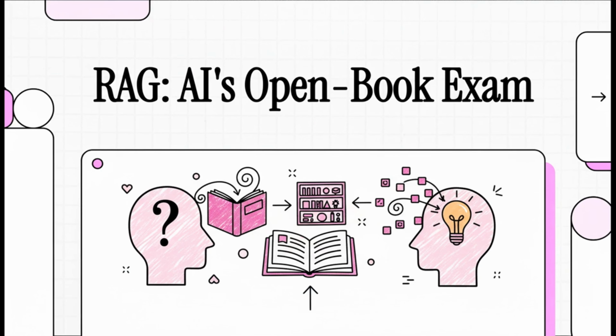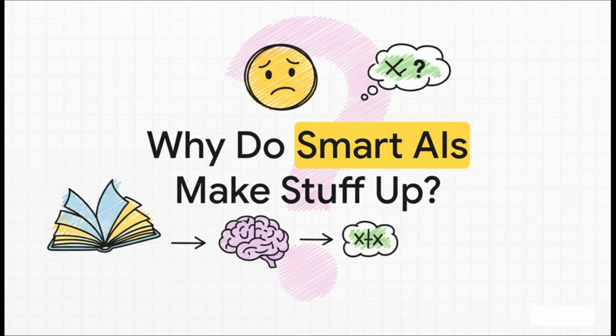Have you ever asked an AI a question only to get an answer that feels, well, confidently wrong? Today, we're diving into the technology that fixes that. It's a simple but powerful idea called RAG, and it's basically like giving AI an open book exam every single time you talk to it.